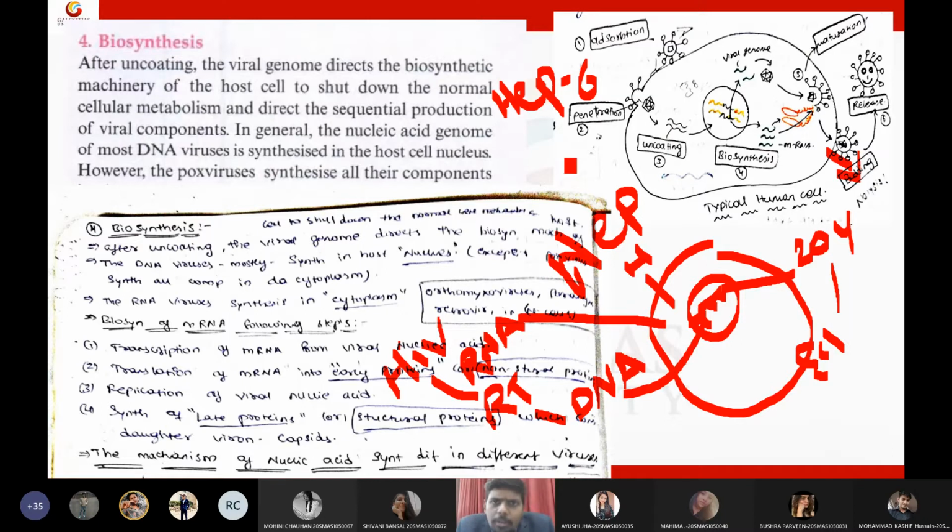And COVID will take around 7 to 10 days. That means until 7 to 10 days, even though you have virus inside your cells, we can't detect anything in the patient, because it will take at least 7 to 10 days for the virus to enter and release from a cell. So the time taken by the virus from attachment to release is called the incubation period. This duration is different from virus to virus.